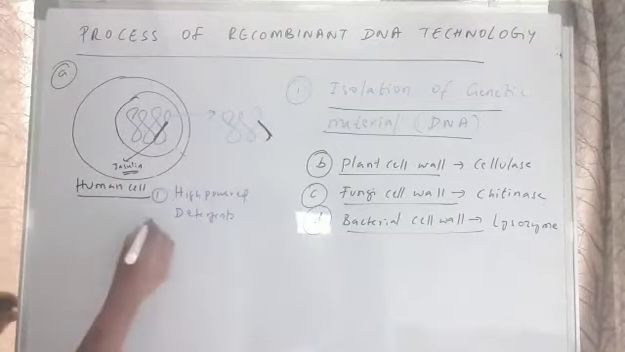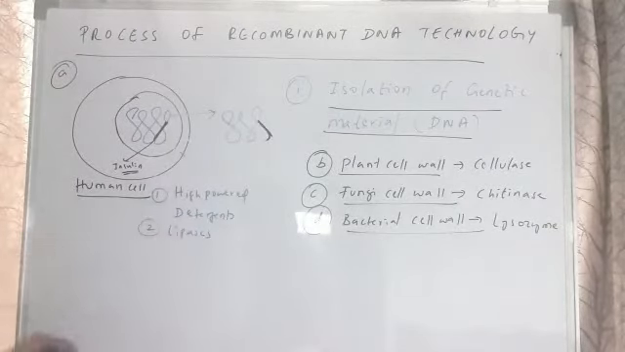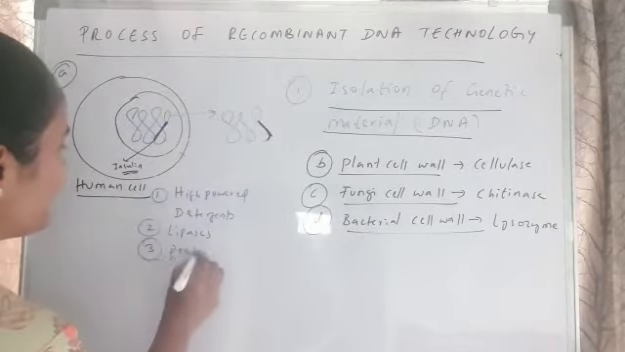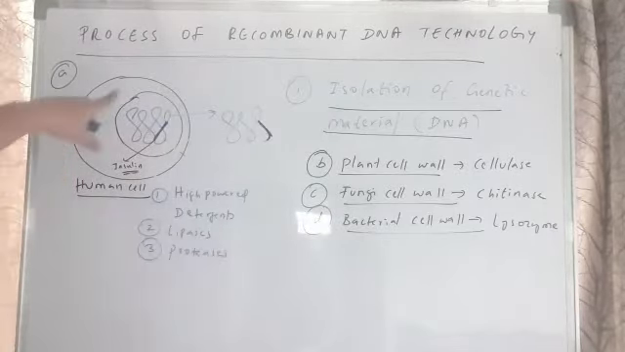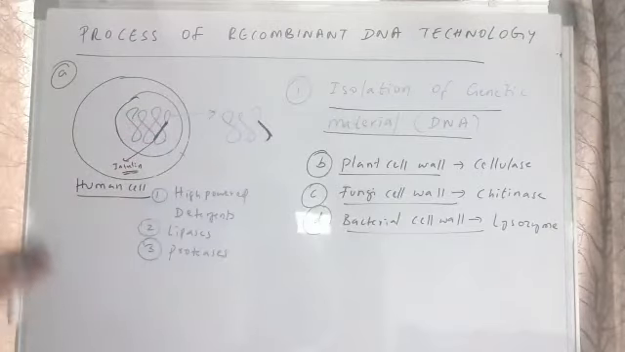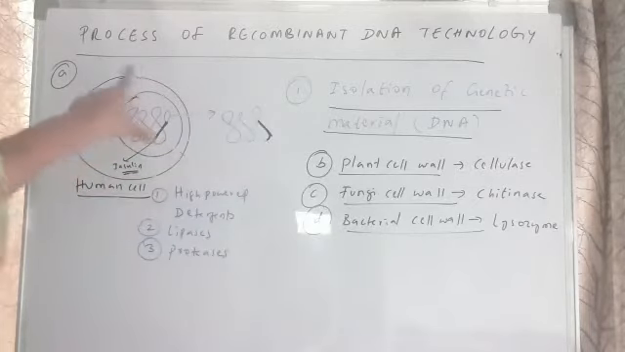Second, we use lipases. Lipases break lipids. Proteases break proteins, including the histone protein which is present on the DNA. So all these have to be removed, right? What we want is the genetic material, which is the DNA. So the remaining things, whatever is present in the cell, have to be broken.